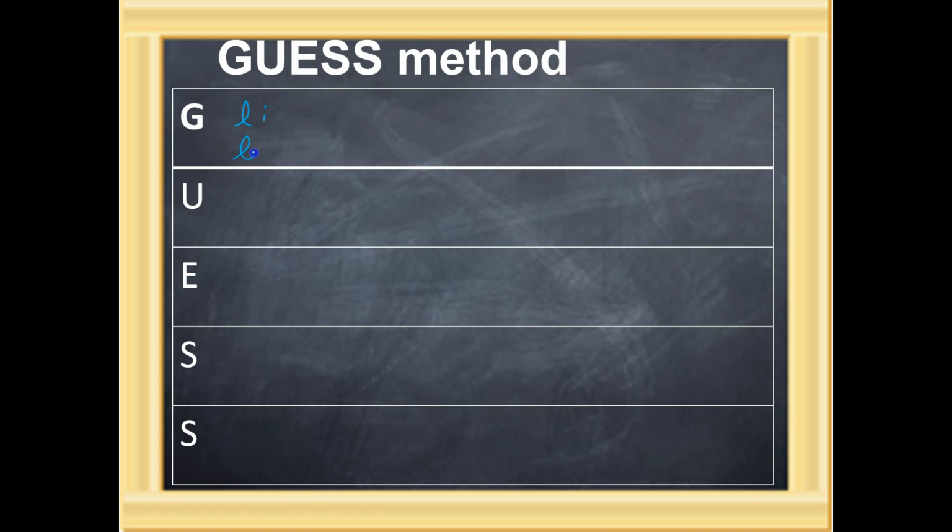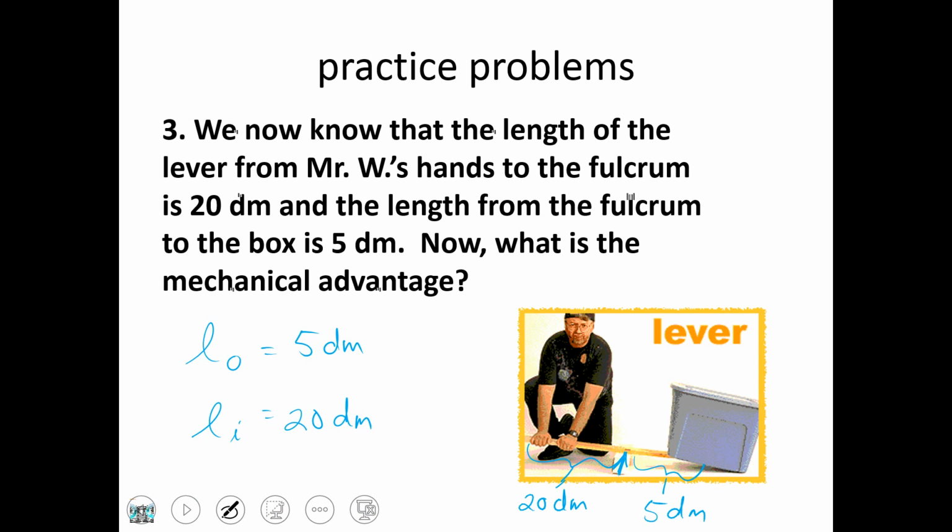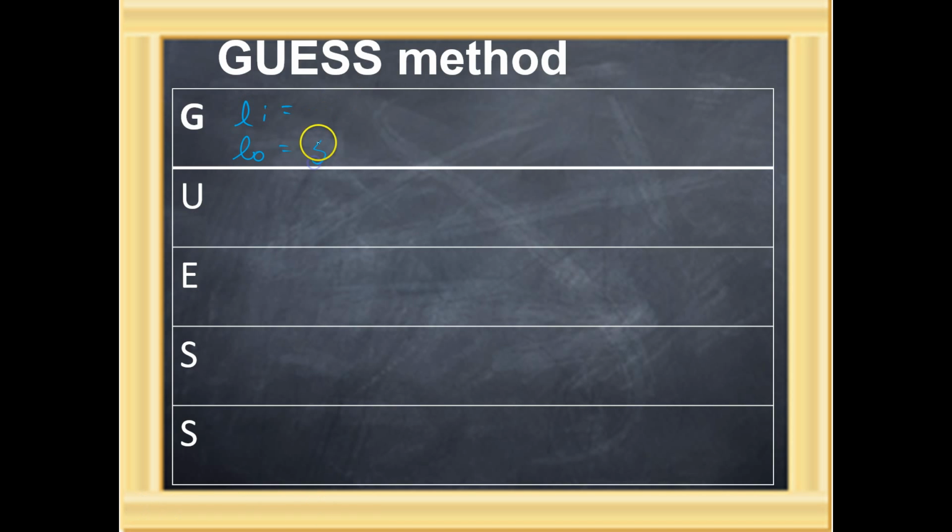We're given 2 lengths, input length and output length. Output is 5 decimeters, input is 20 decimeters. The unknown is still mechanical advantage. The equation for this type of mechanical advantage is input length divided by output length. Notice it's backwards from force. Force was output divided by input, but when you're talking about lengths, it's input divided by output.